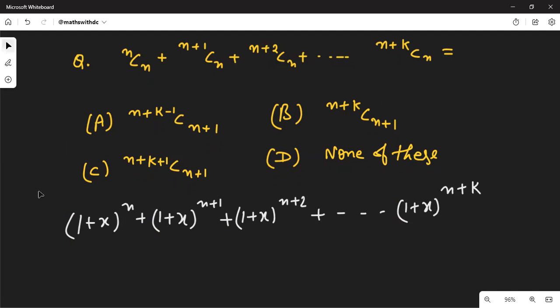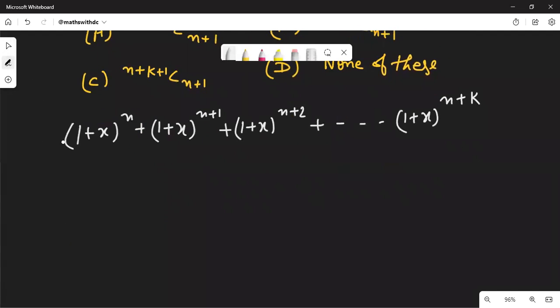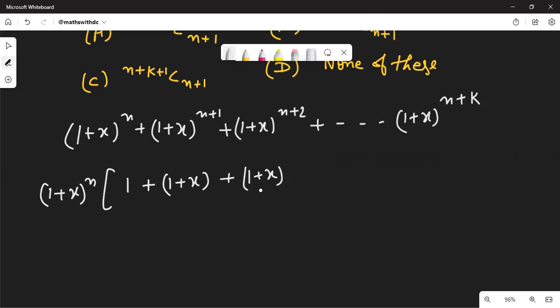So this sequence can be written as 1 plus x to power n. Let's take it common. And from here, we'll have 1 plus 1 plus x, because power n is taken common outside. And this would be 1 plus x squared. Yes, and this will go on like this up to 1 plus x to power k.